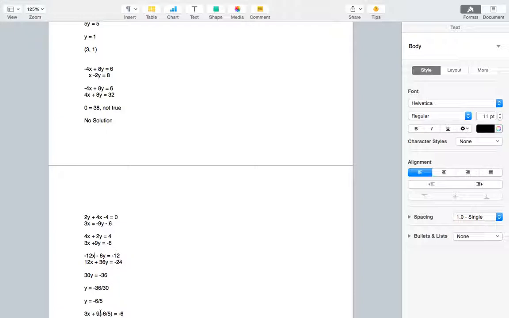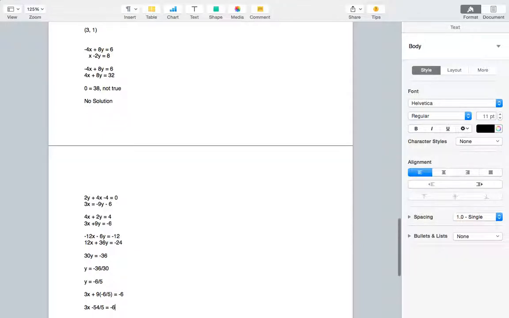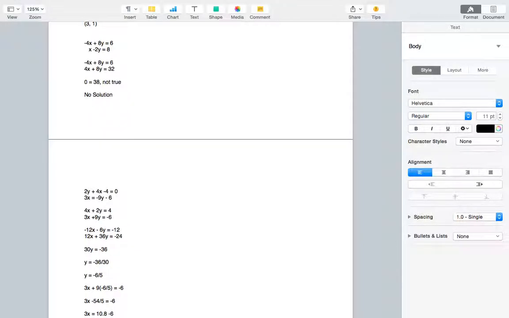So 3x plus 9 times negative 6 over 5 equals 6. Okay, so this is basically 9 over 1 times negative 6 over 5. So 9 times negative 6, negative 54. So that becomes 3x minus 54 over 5 equals 6. So move the negative 54 over 5 to the other side to get the x term by itself. 3x equals 6 plus 10.8. And I believe that's what this equals.